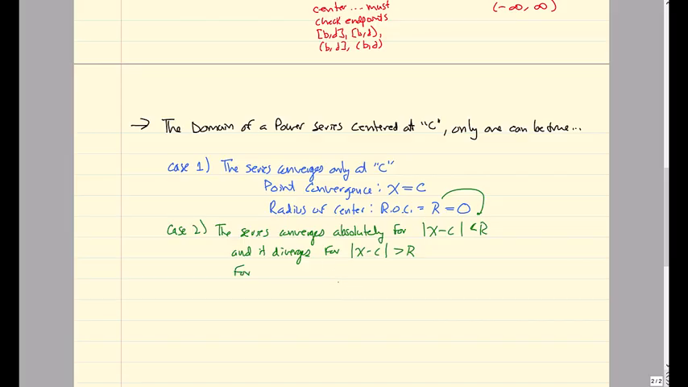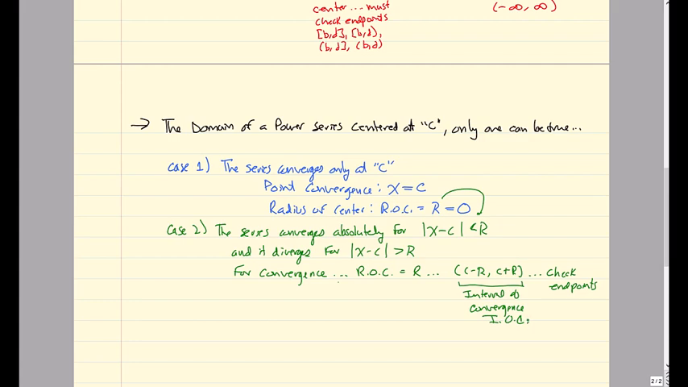Now for convergence, what we can do is we can talk about the radius of convergence, which of course is just equal to r. My interval of convergence would be c minus r and c plus r. And then I would have to check endpoints to figure out are these parentheses or brackets. And I can have some parentheses and some brackets. They don't have to match on either side. This is called my interval of convergence, and it's often abbreviated IOC. So interval of convergence, different than the radius of convergence.